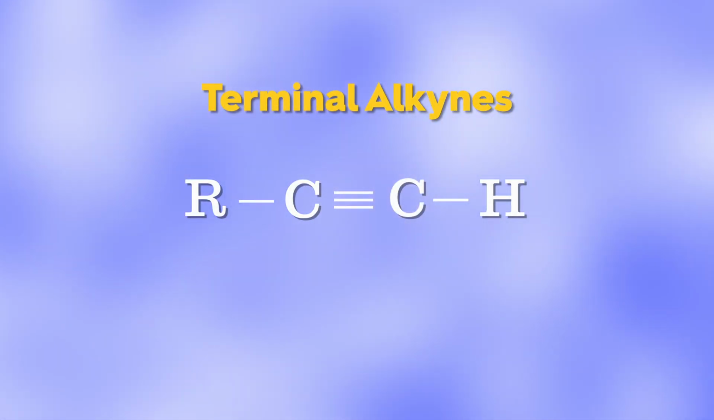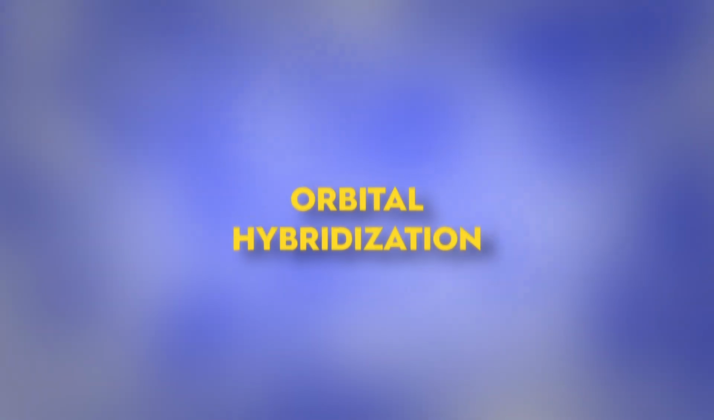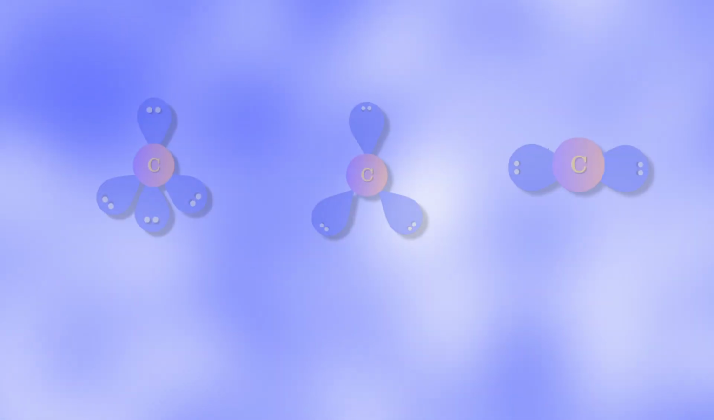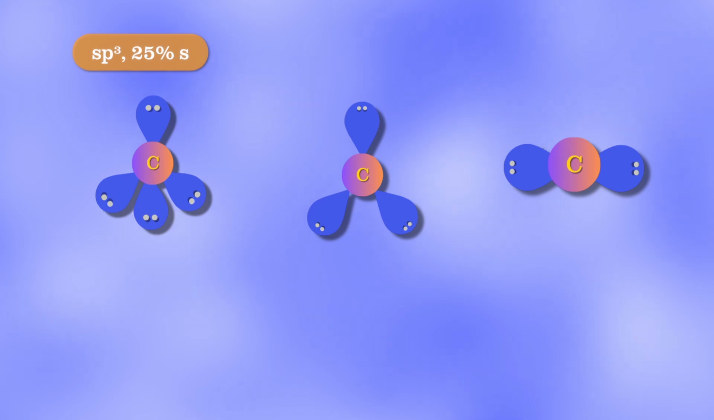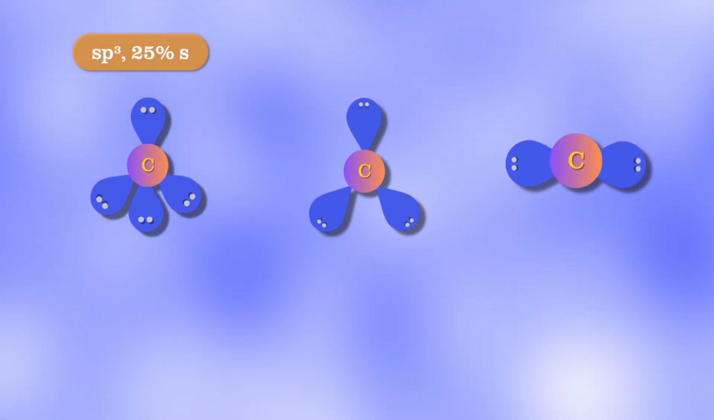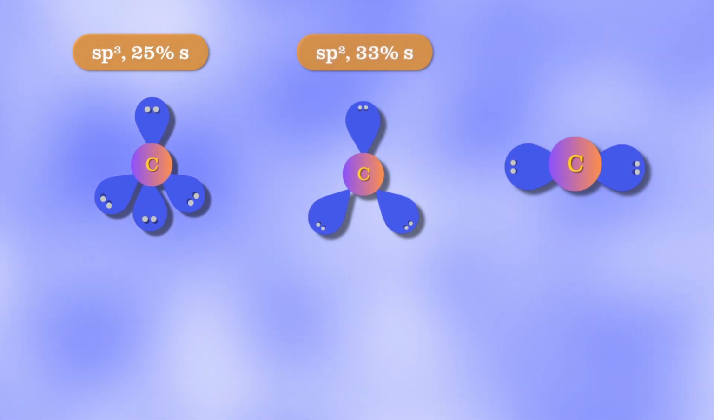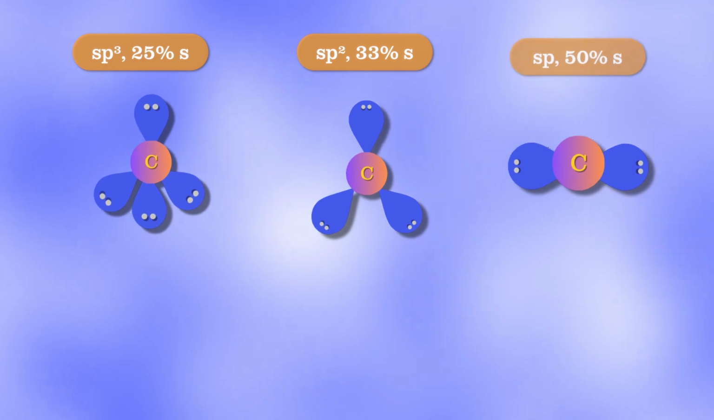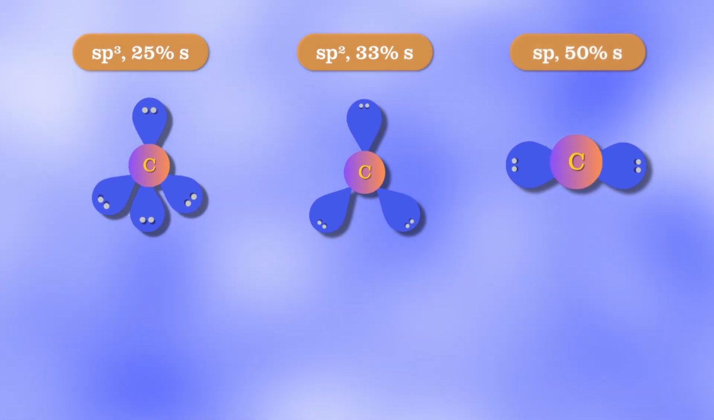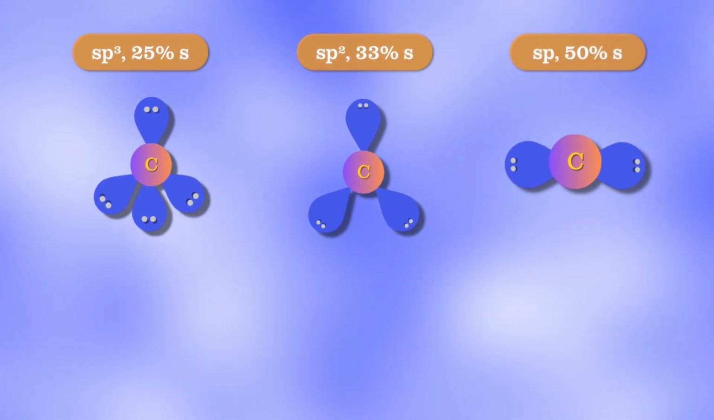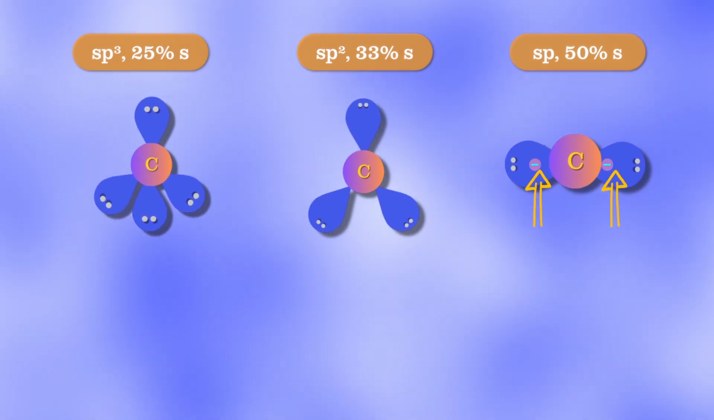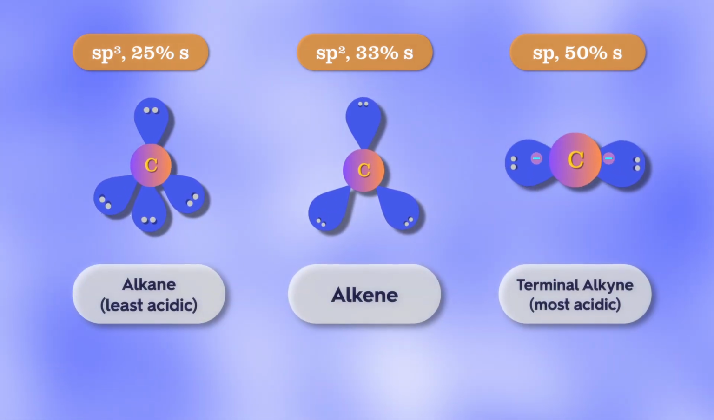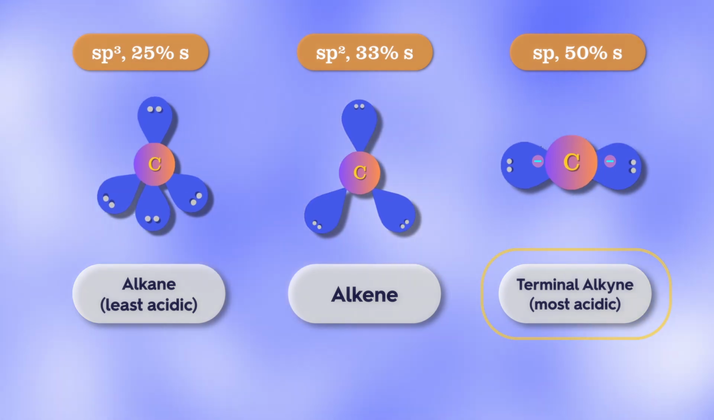So, why are terminal alkynes more acidic? The answer lies in orbital hybridization. The more S character an orbital has, the stronger its acidity. An sp3 carbon has 25% S character, sp2 has 33%, and sp has 50%. An sp-hybridized carbon holds negative charge closer to the nucleus, which stabilizes the conjugate base. As a result, terminal alkynes are the most acidic of the three.